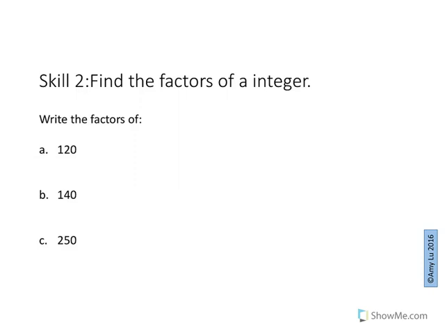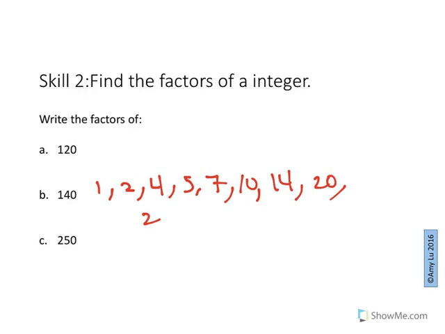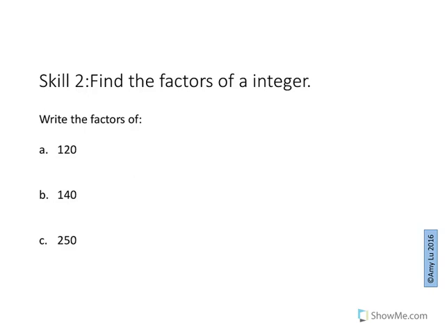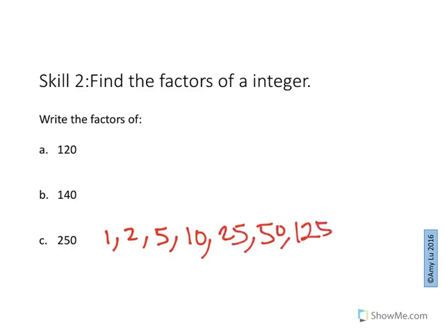Now for 140, you have the factors of 1, and I'll write it in order, 2, 4, 5, 7, 10, 14, 20, 28, 35, 70, and 140. And finally, for 250, you have factors of 1, 2, 5, 10, 25, 50, 125, and 250. And that's it.